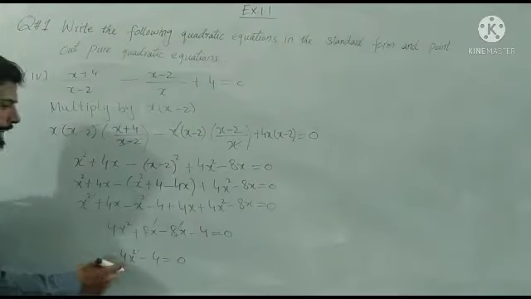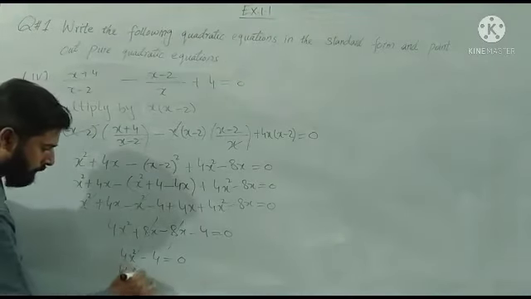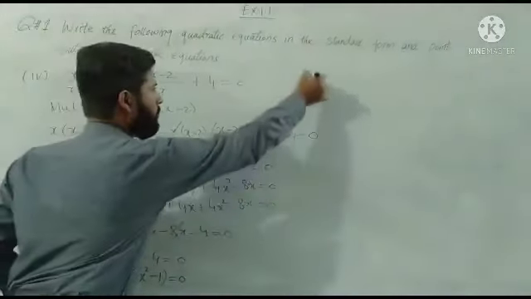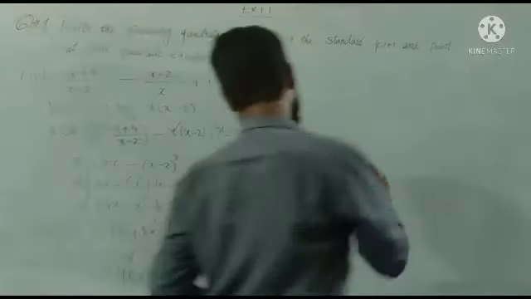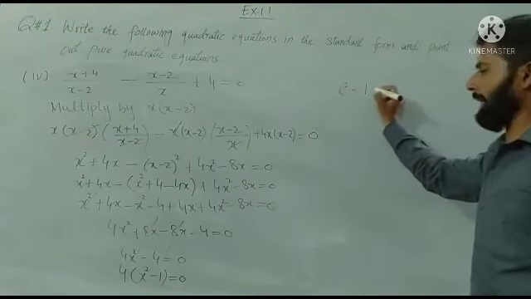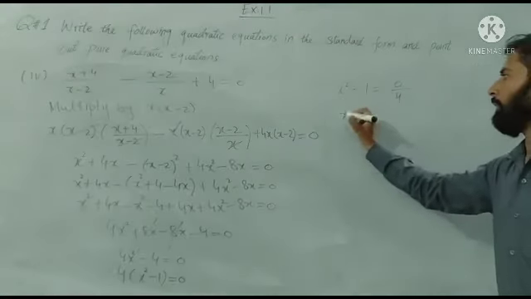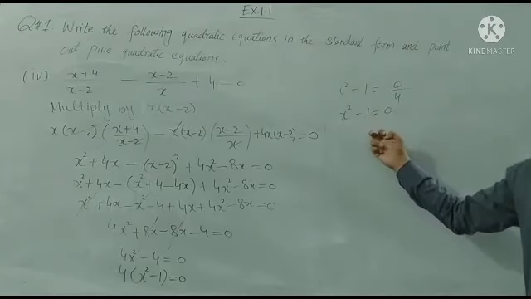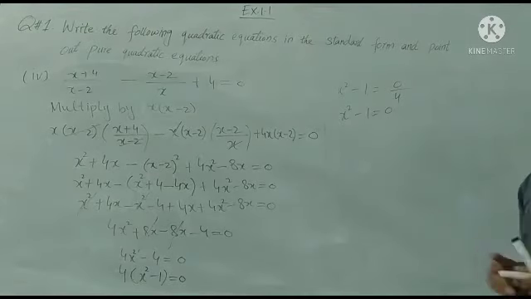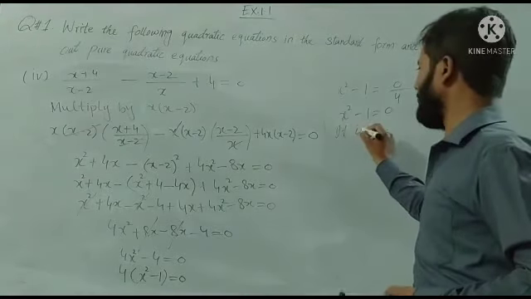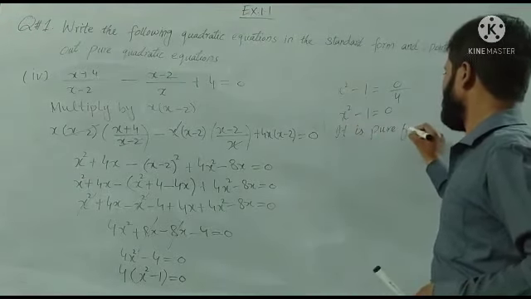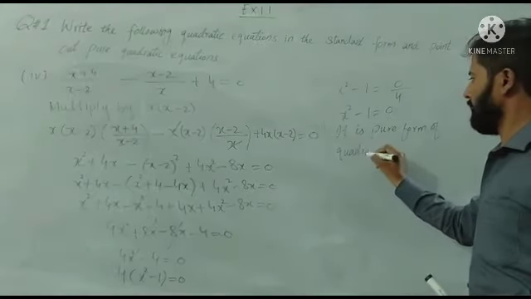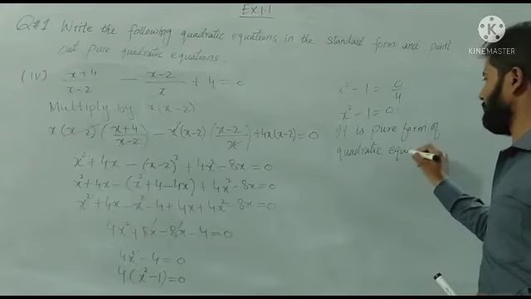Now is there anything common in it? Yes, 4. So it will be 4 into x square minus 1 is equal to 0. Now this 4 is multiplying here. Then when we take it on the other side, it will divide. So it will be x square minus 1 is equal to 0 by 4. x square minus 1 is equal to 0. Now we can see that there are two terms in the equation. So it is the pure form of quadratic equation.